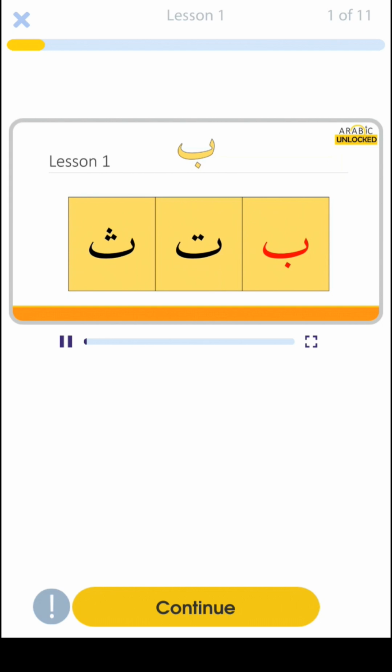In this lesson, we will look at the letter Ba. The letter Ba is part of a family of three letters sharing the same shape. All three letters have a curved shape similar to an English U but stretched wider. The letters have a different number of dots in different positions to distinguish between them.